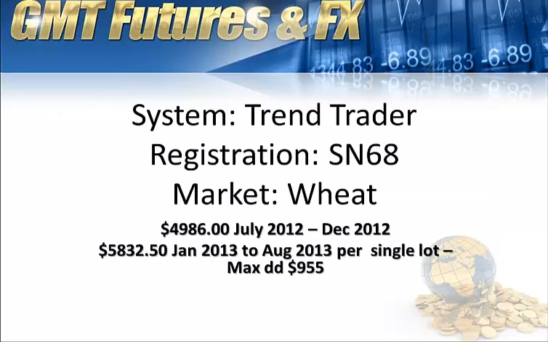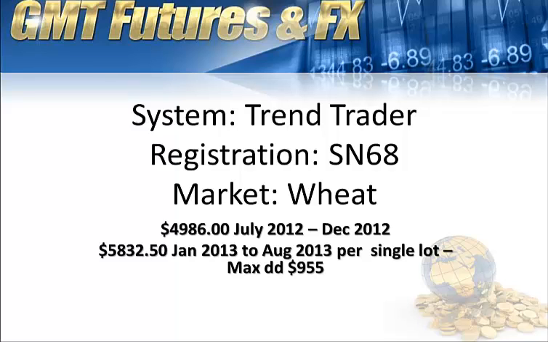Just going to take you through system number 68. This is trading on wheat. It's the trend trader, and just as a preview to how it's performed, July to December 2012 produced almost $5,000 of profit on a $10,000 account. So I've got a 49% return there. 58.32 from January to August. So it's been tracking along very nicely. A great system for a smaller account.